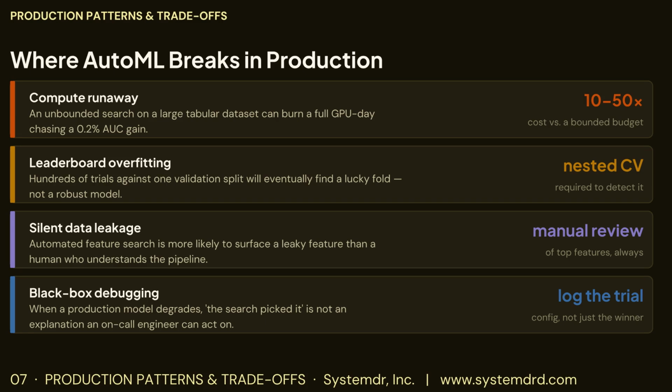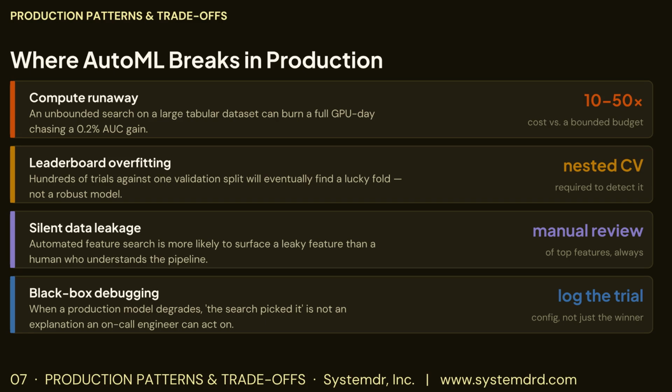Second, leaderboard overfitting. Run hundreds of trials against a single validation split, and eventually you'll find a configuration that got lucky on that particular fold, not one that's actually more robust. Nested cross-validation is the standard defense here. Treat anything on the leaderboard as a hypothesis to verify, not a verdict.